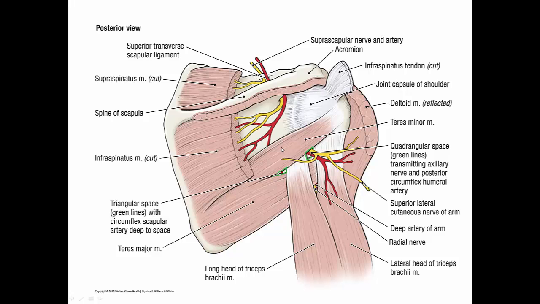Then you have here the teres minor and the teres major. Then you have a long head and a lateral head of the triceps muscle here. And as we've already discussed, here is the deltoid muscle, which is being cut and reflected. Here's the tendon of the infraspinatus muscle, whose function is to laterally rotate the humerus. The supraspinatus muscle up here is one of the most important ones, because this is the only one that can actually initiate abduction of the humerus.